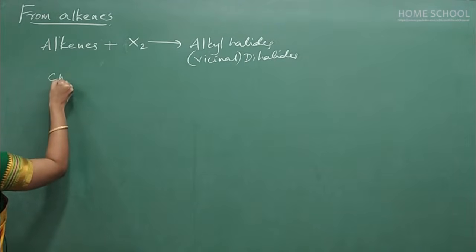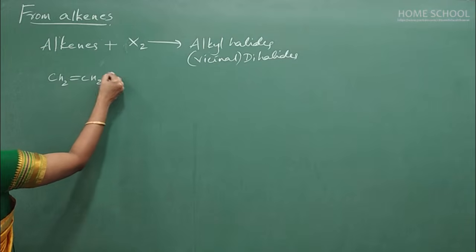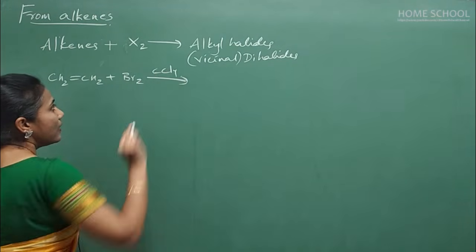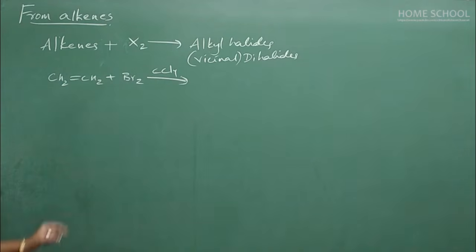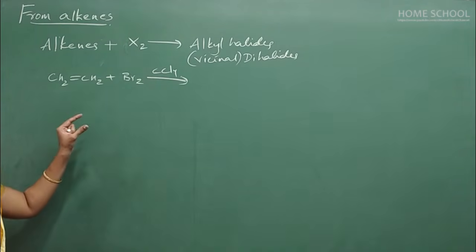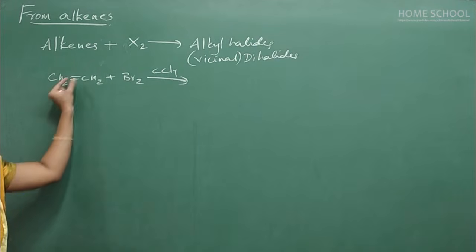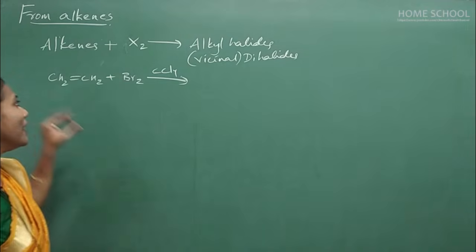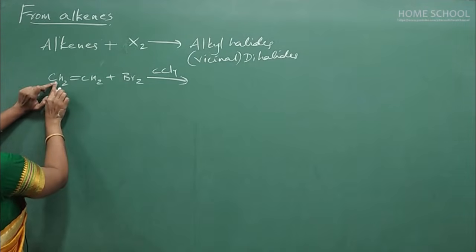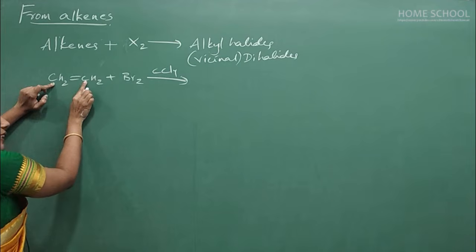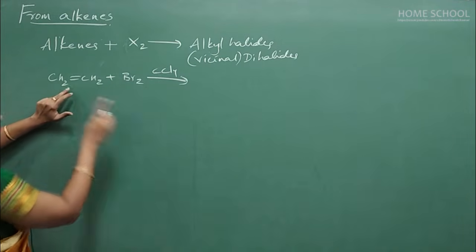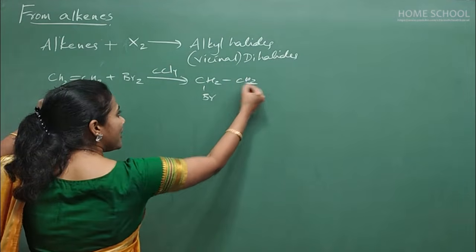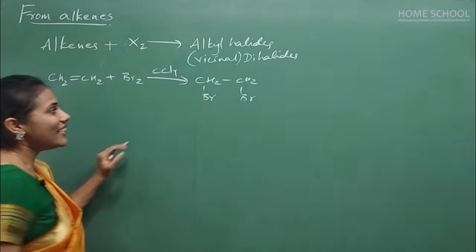Suppose you have CH2 double bond CH2. I will treat it with Br2. Here we use a solvent, CCl4. Do you remember this reaction? We studied it as a test for checking unsaturation, isn't it? Anyway, I'm not going into much detail. Here you add one Br to one carbon and another Br to the other carbon, and the double bond will become a single bond. So what is the product you will get? CH2Br, CH2Br.